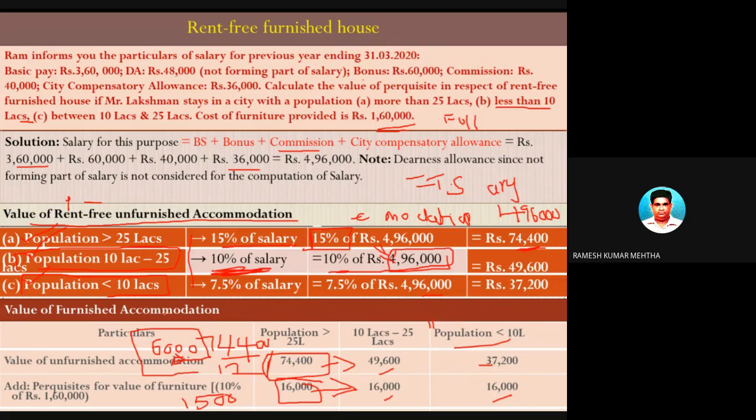So this is 6,000 plus 1,500, roughly around, because of accommodation and furniture he is getting around 7,500 rupees advantage. So this advantage, he is not paying anything. So this is taxable. This is the taxable part in first case, second case, and third case. Hope I have elaborately explained this one and you have understood each element of it. And if you have any doubts, you can ask me at the end of the session.